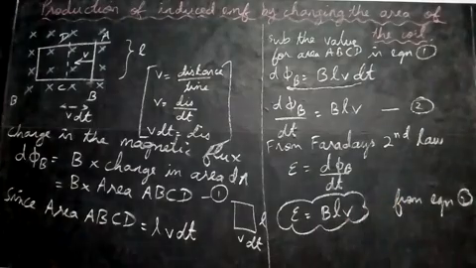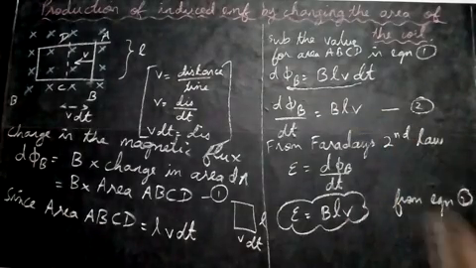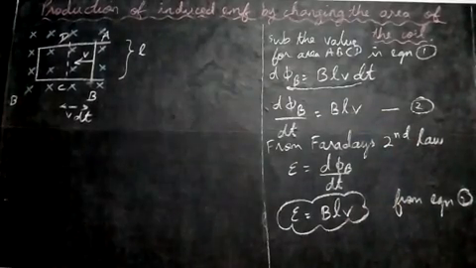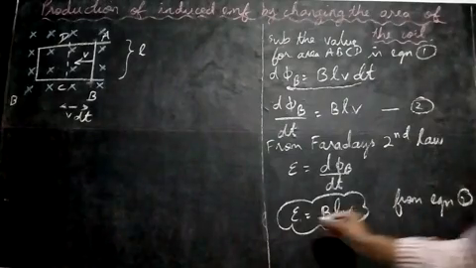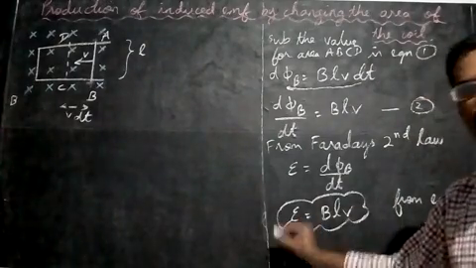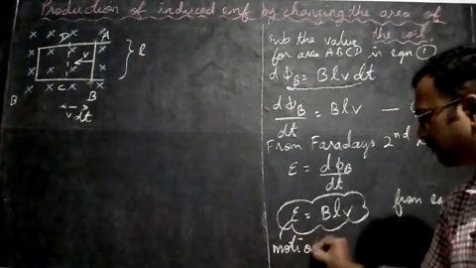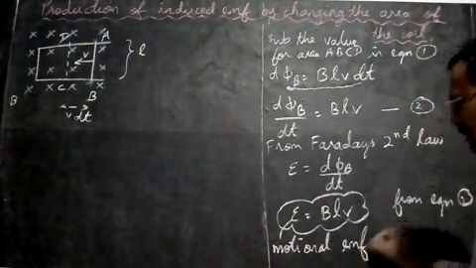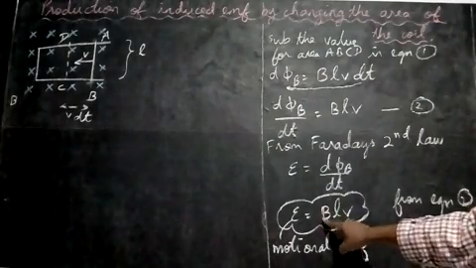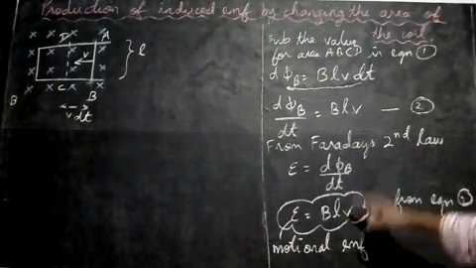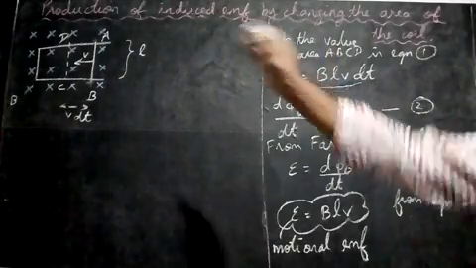Let me erase the left side now. Before going to the left side, this EMF is caused by the motion of the conductor, so it's called motional EMF. B means the magnetic field. L is the length. V is the velocity with which this AB part moves that side.